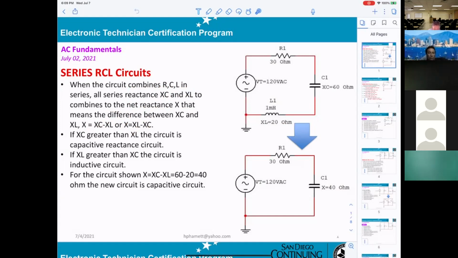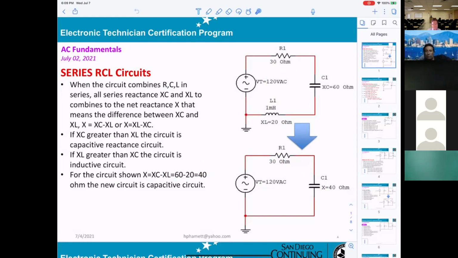Okay, so now if you're looking here, XL 20, XC 60. Basically, you can see net reactance will be equal to XC minus XL: 60 minus 20, you get 40 ohm. Okay, so from this circuitry, now we come up with this one: only a capacitor with the new value for the reactance. Any question?